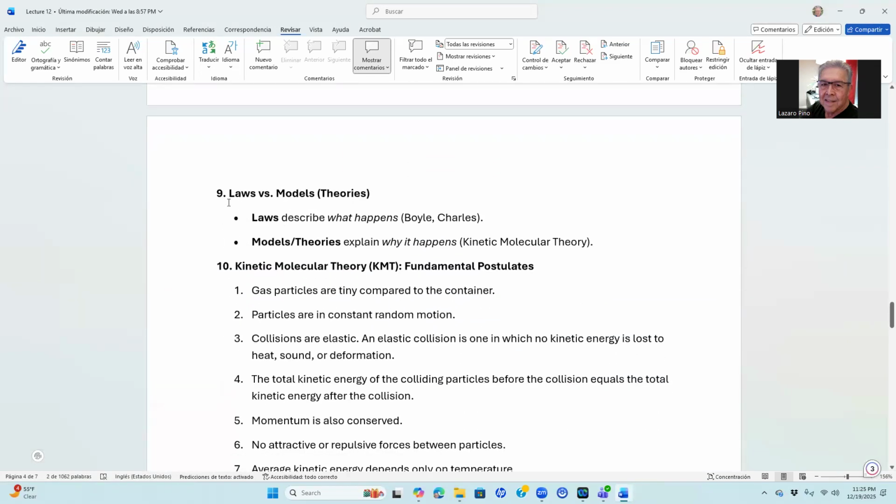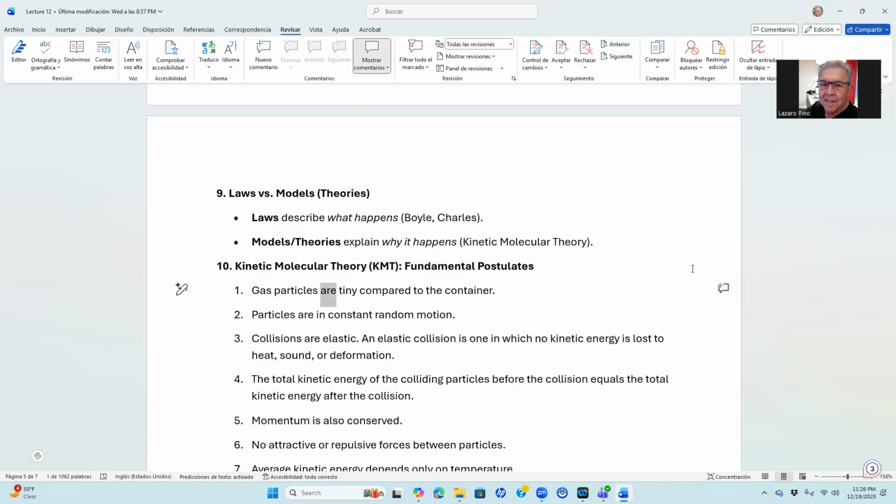All right, let's see the different laws and model theories. Laws versus models, theories. Laws describe what happens: Boyle, Charles. Models and theories explain why it happens: kinetic molecular theory. 10. Kinetic molecular theory, KMT, fundamental postulates.